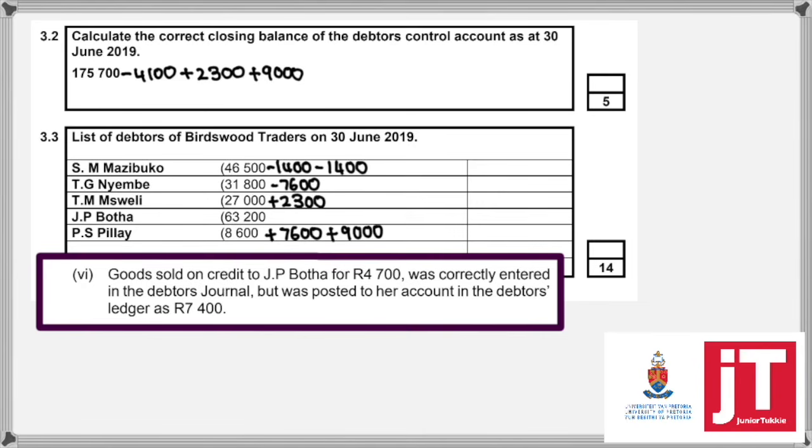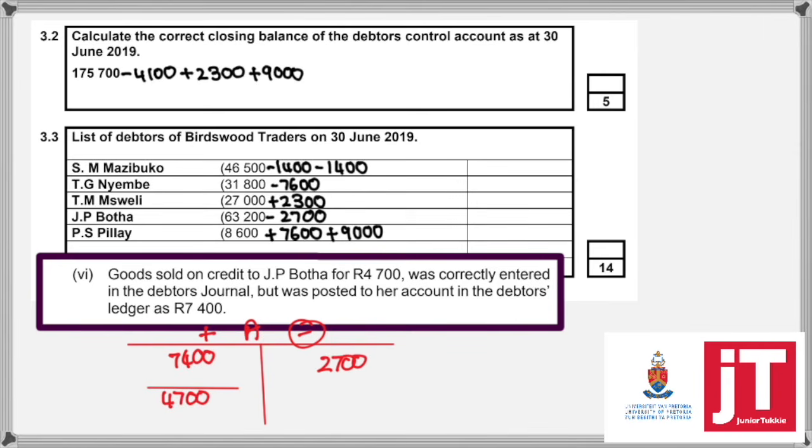So how do we correct it? If you're not sure, you can open up a T account. It was recorded as 7,400. It should be 4,700. So the difference of 2,700 must be subtracted. It will have a negative effect on her balance. Why? Because she owes us less money. So in her account, we are going to say minus 2,700.